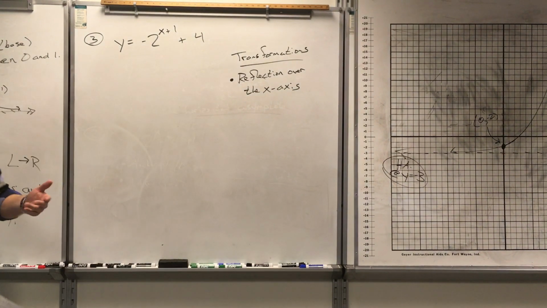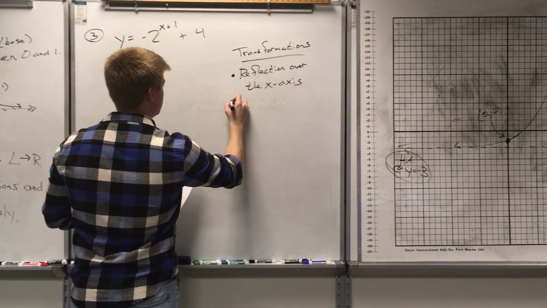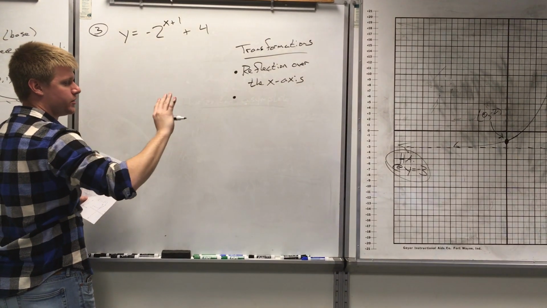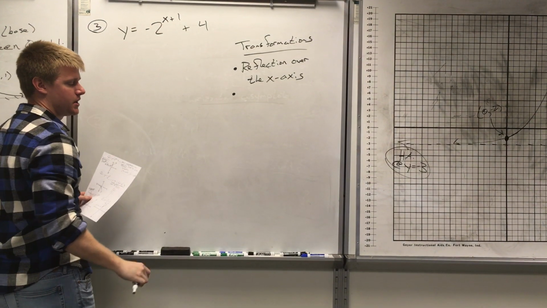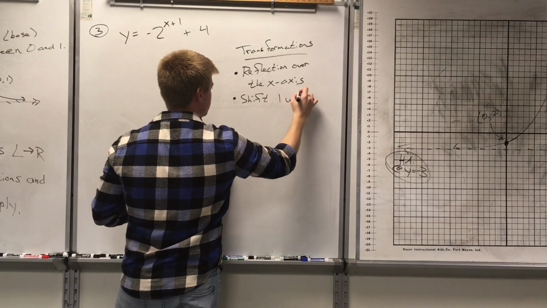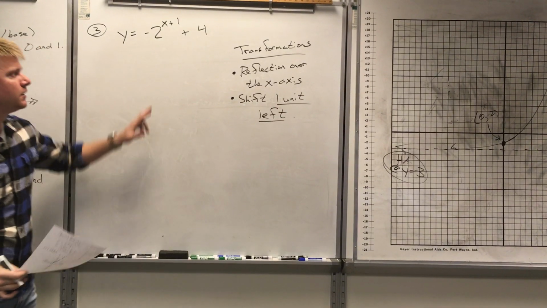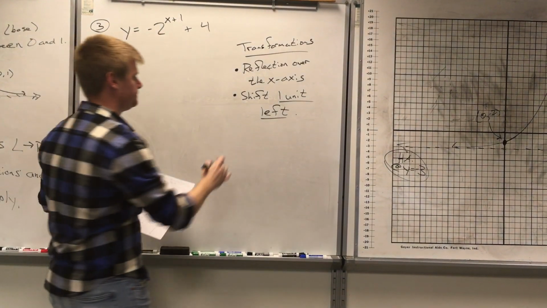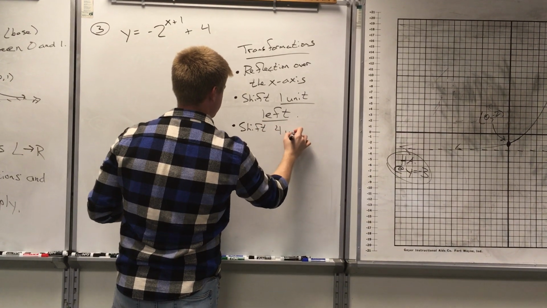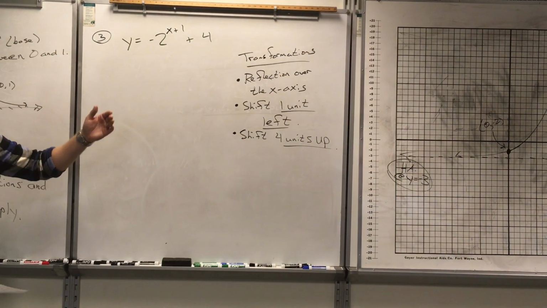And once again, if you forget these, make sure you go back to chapter 2 to review what all of these translations are. Next, a number next to x, remember, shifts horizontally. Always remember, though, it's always the opposite sign of what's here. So it shifts 1 unit left. So remember, opposite of what you would expect. The plus 1 means I actually go left 1. And then the plus 4 at the end means I shift 4 units up, a vertical shift.